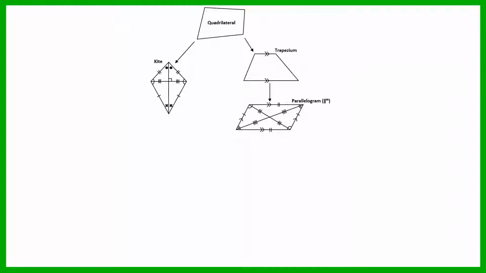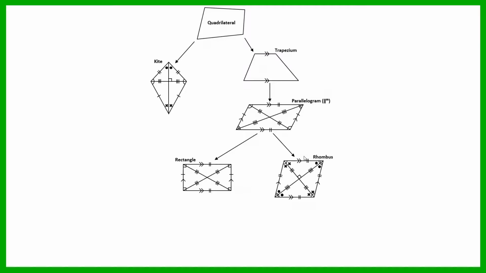First of all, remember that a quadrilateral is any shape that has four straight sides, but there are lots of different kinds of quadrilaterals. So first of all, let's have a look at the kite. So the kite has got two pairs of adjacent sides that are equal, and it has no parallel sides. Then we've got on this side over here a trapezium which has one pair of parallel sides. If we add another pair of parallel sides, we get the parallelogram.